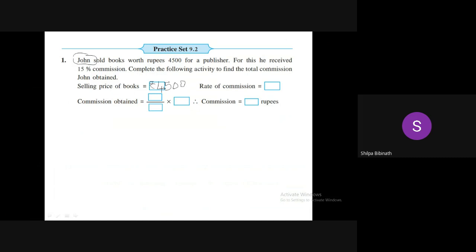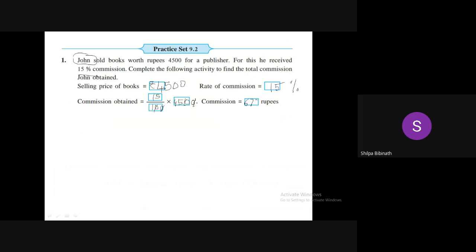What is the rate of commission he is getting? You can see here 15%. So here you are going to write 15 percentage. That is the rate of commission. Now we'll see how much commission he got. 15% means 15 upon 100 into 4500. On 4500 he will be getting how much commission? Now what will be the commission in rupees? When you calculate, the zeros get cancelled. 15 into 45, you will be getting how much?